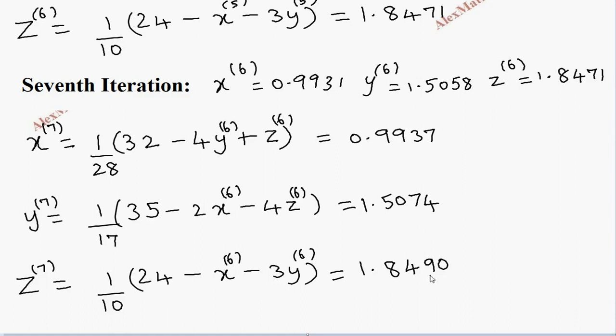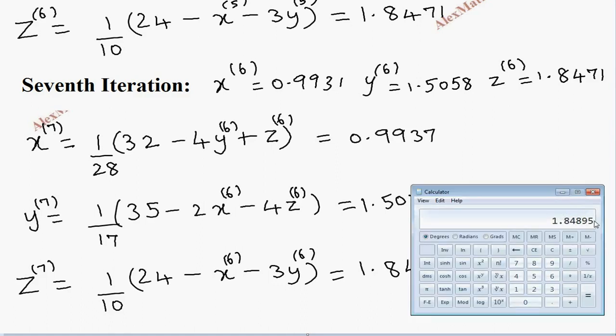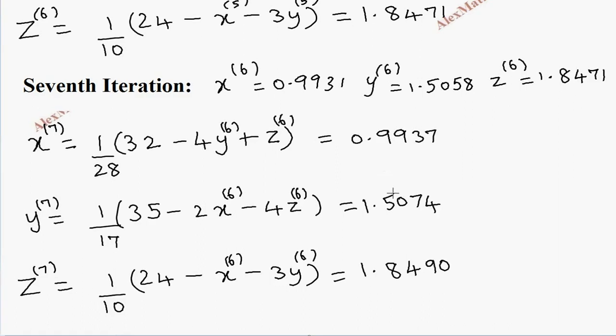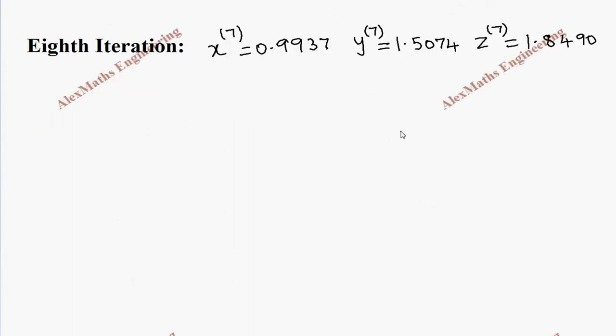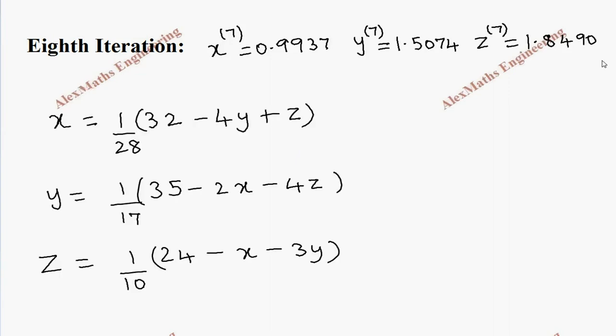1.8490 after rounding up to 4 decimal places. Now the 7th iteration values and the 6th iteration values are not the same, so we have to go for the 8th iteration, and we have to copy the 7th iteration values. So we have taken the equations, and we are going to calculate the 8th iteration. So x of 8, y of 8 and z of 8 we have written. We are going to use the 7th iteration values, so we are writing x of 7, y of 7 and z of 7 everywhere.